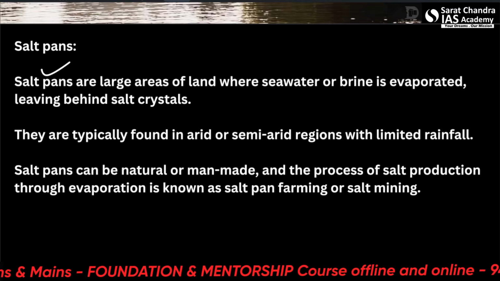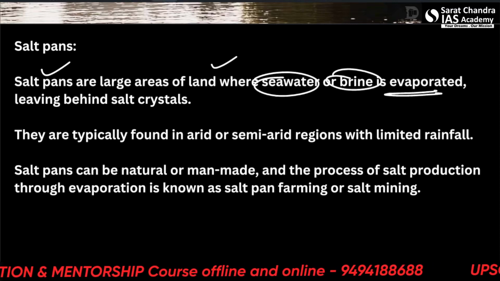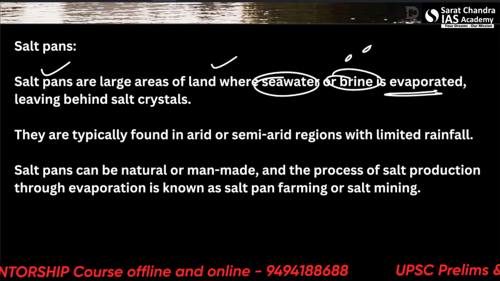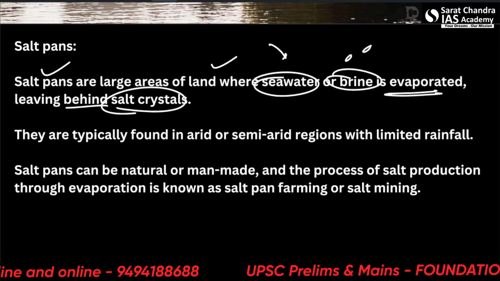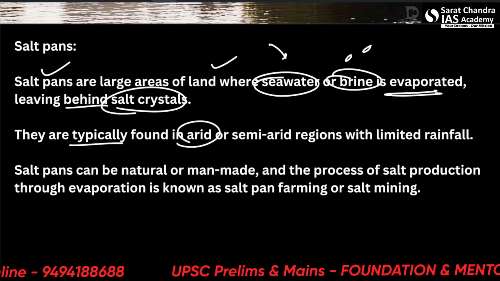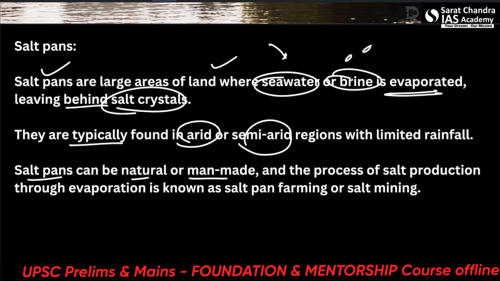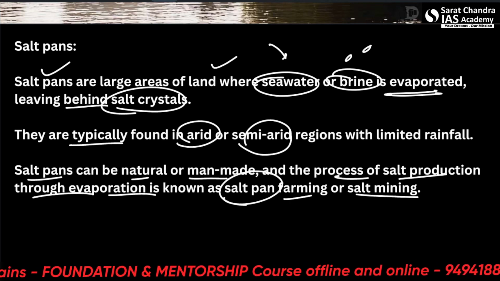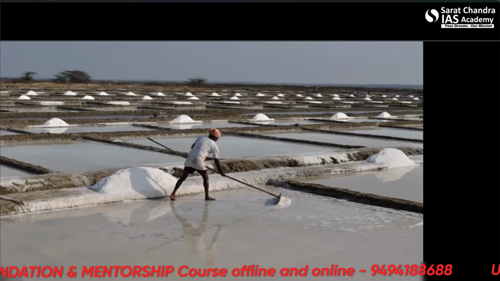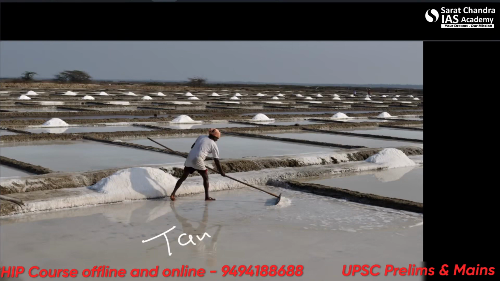When we talk about the salt pans, salt pans are large areas of land where seawater or brine is evaporated. As I told you, monsoon water or flooded seawater is evaporated, leaving behind salt crystals. They are typically found in arid or semi-arid regions, as we talked, and salt pans can be natural or artificial, and the process of salt production through evaporation is known as salt pan farming or salt mining. So these are the Marakanam salt pans, as we talked about, in Tamil Nadu.